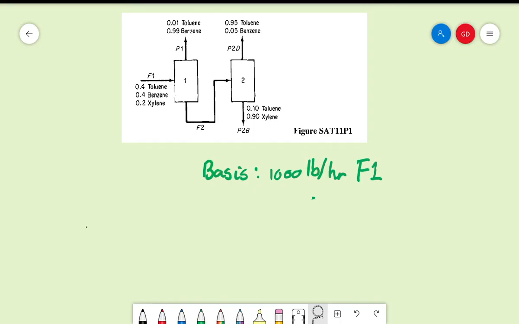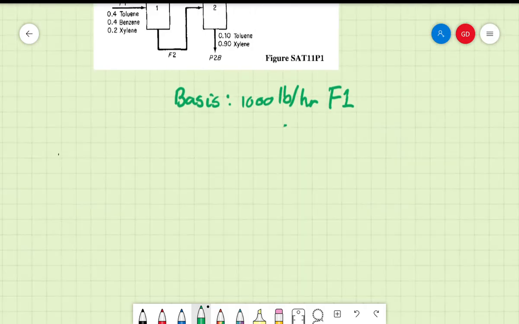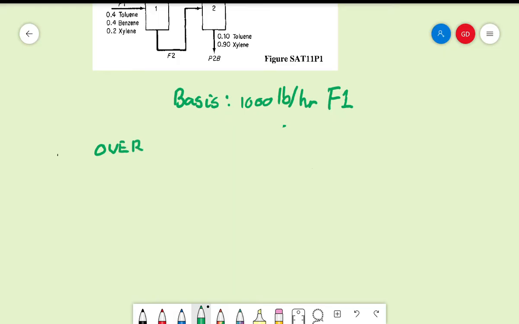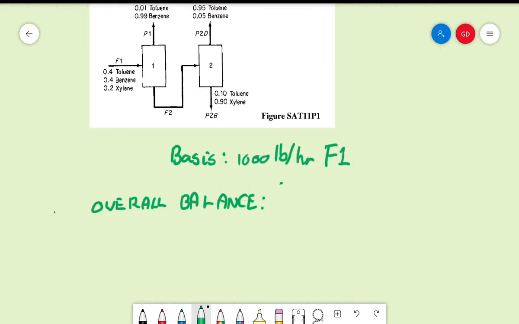And then the second step is to determine the overall balance. So now the overall balance is from the whole unit. This is the system boundary for the overall balance. In equals out.